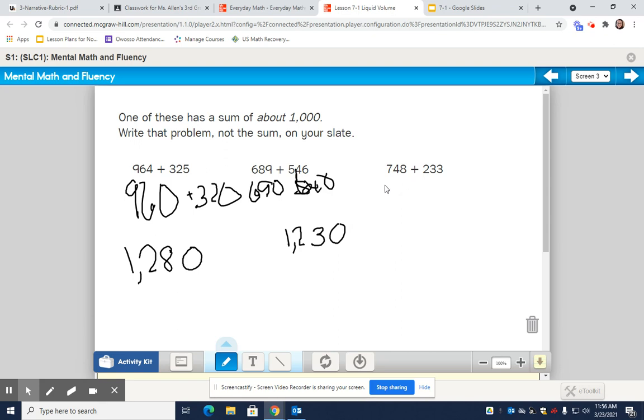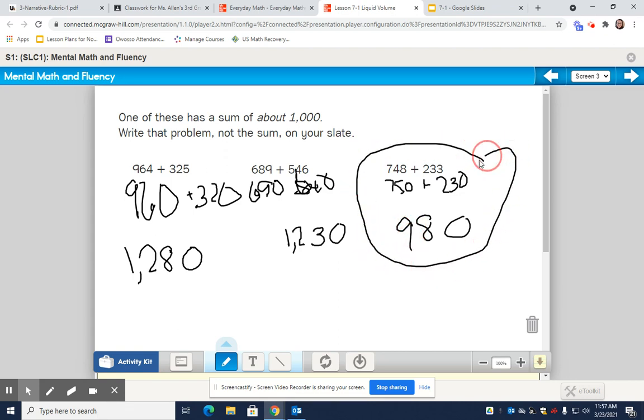I'm going to round 748 to 750. And then I am going to keep this at 230. So I have 0 and 0. I have 5 plus 3, which is 8, and 7 plus 2, which is 9. This is about 1,000 right here.